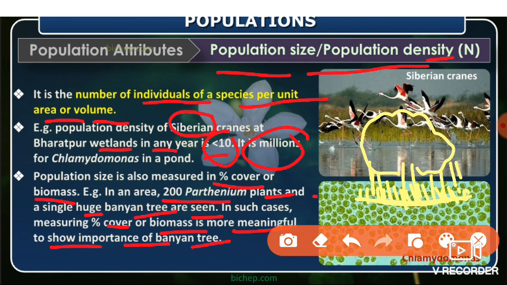When you compare the biomass of the banyan tree with the partheniums, the partheniums are very less, and it is very meaningful. Thousands of partheniums are there and only one single banyan tree is there. Already you know, the banyan tree is very huge and big. That single banyan tree has a huge biomass as compared to the hundreds of parthenium. So it is meaningful to say that the banyan tree has a huge biomass.